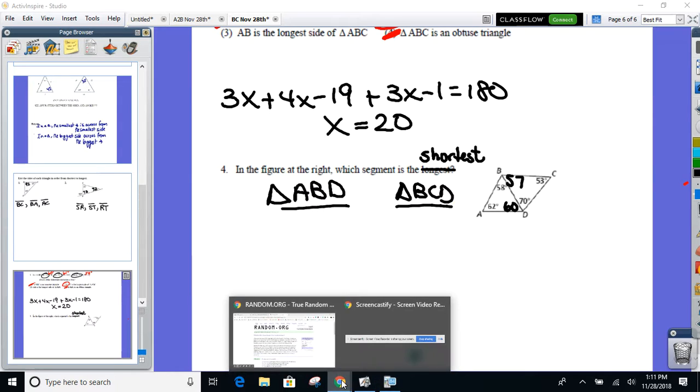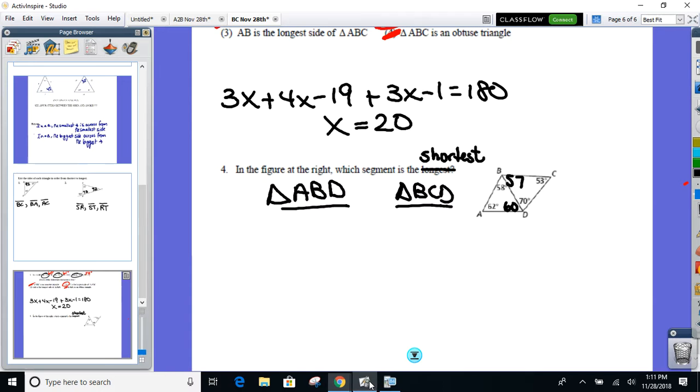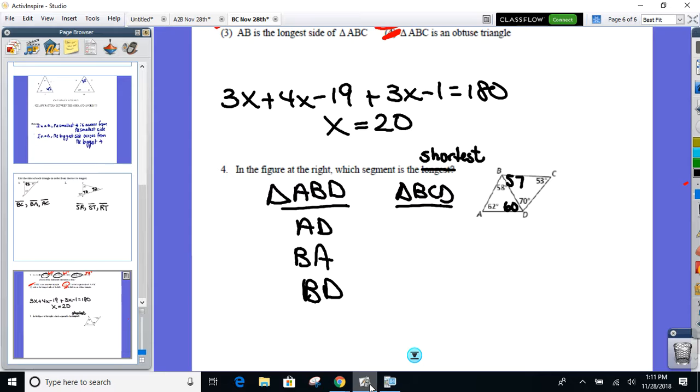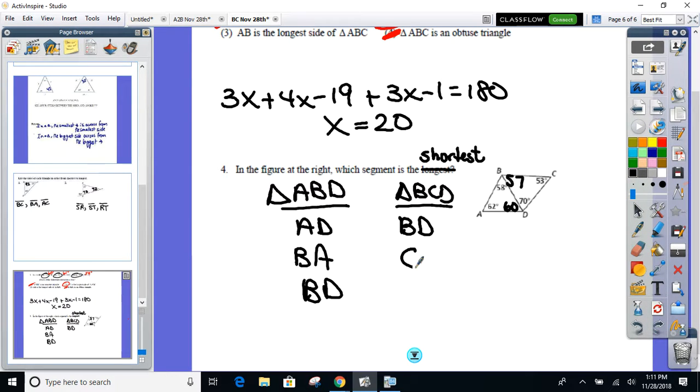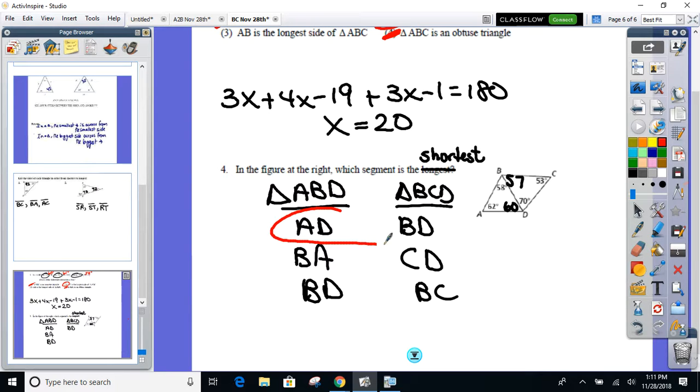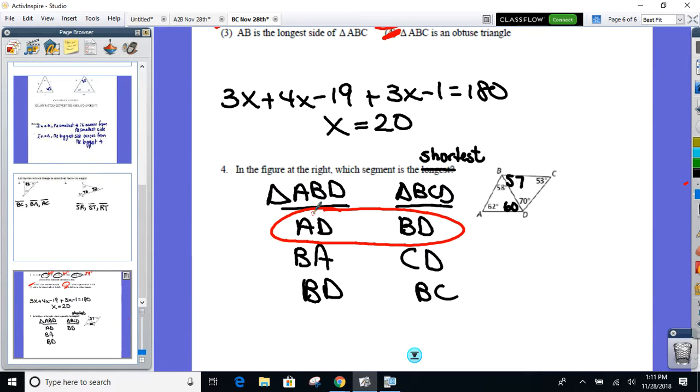All right. Triangle ABD. Can I have number 21 list them from shortest to longest in ABD? Thank you. How about triangle BCD? Can I get the shortest to longest there? Number 18? Well, I guess it's a battle between these two, right? For shortest side, because those are the shortest sides in both triangles.